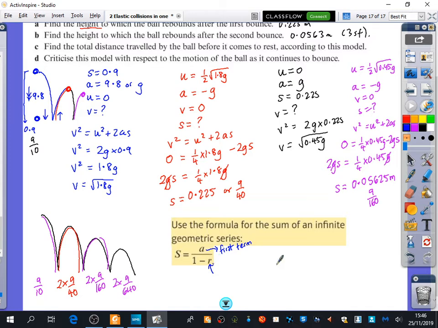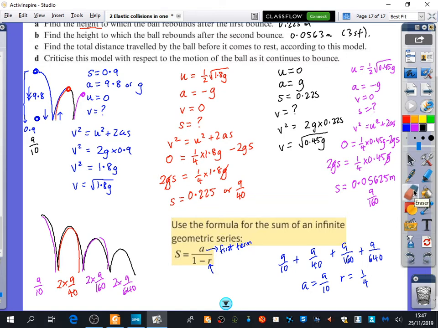Like when you have a normal sequence like 2, 5, 8, 11. This is not a geometric series. This is an arithmetic one because it's just going up in the same amount each time. So the one that we're really looking at is 9 over 10, 9 over 40, 9 over 160, 9 over 640. So we would say that our first term is 9 over 10, and our common ratio, what are we multiplying by each time? A quarter. Okay, so we now know how to use this formula.